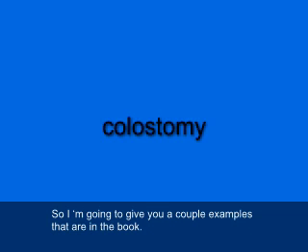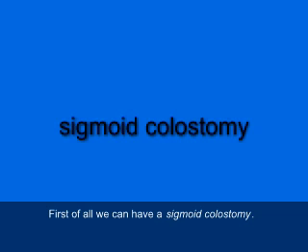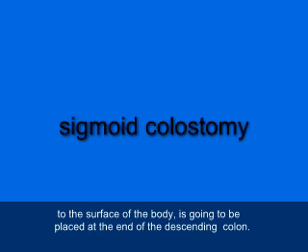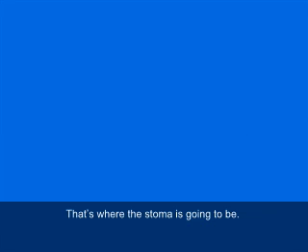So I'm going to give you a couple examples here that are there in the book. First of all, we can have a sigmoid colostomy. A sigmoid colostomy means that we're going to remove the sigmoid colon and the stoma, or that opening from the end of the colon to the surface of the body, is going to be placed at the end of the descending colon. From the descending colon downward is removed. So the colon basically is going to end after the descending colon. So that's where the stoma is going to be.